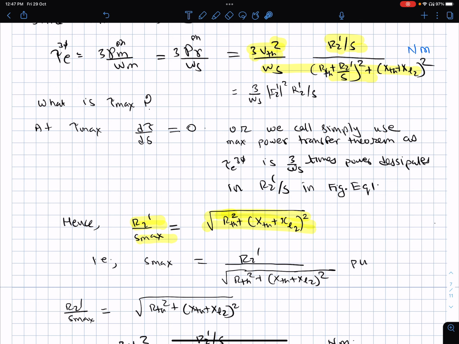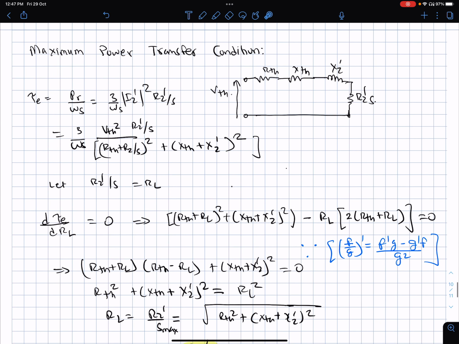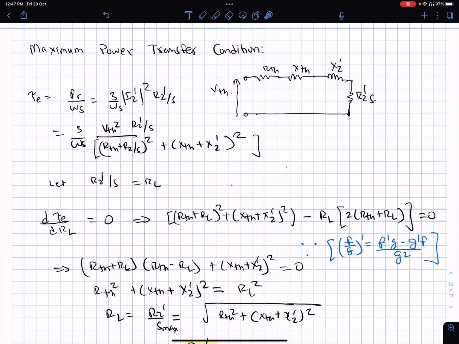So this is how we are going to calculate our maximum torque which is going to happen. So let's do that here, but I am going to use a more subtle way, the maximum power transfer theorem, but let's do it.